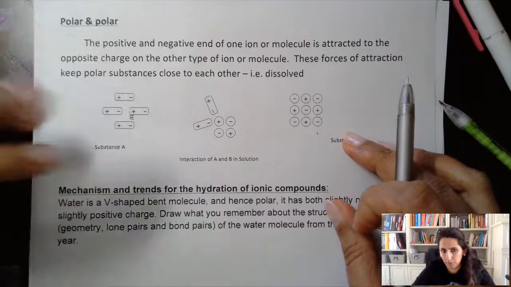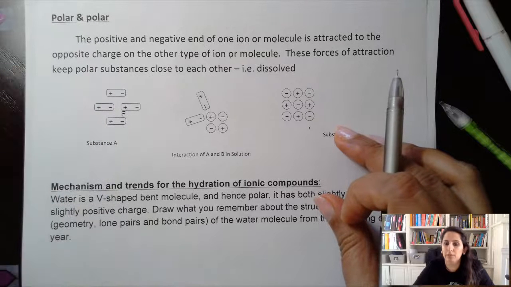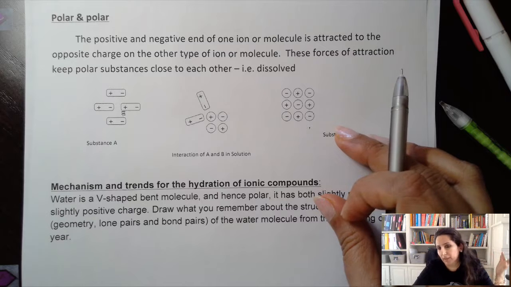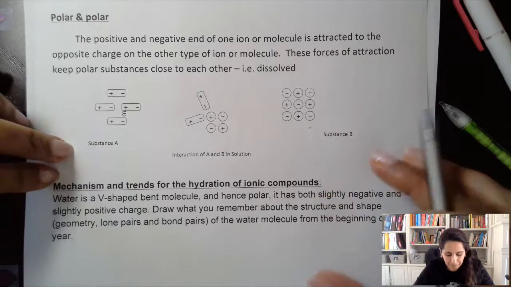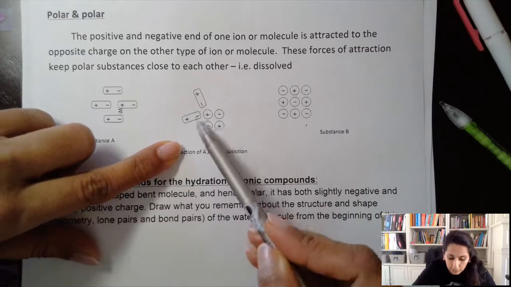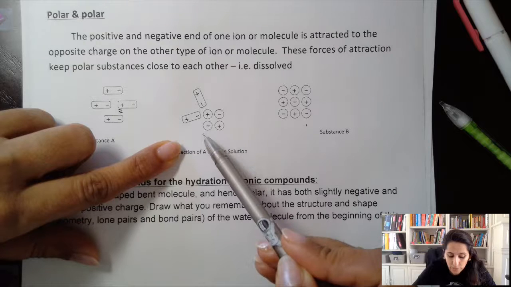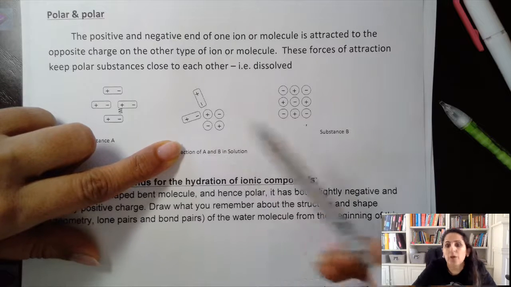It really doesn't matter which one we call the solute or the solvent. Remember, that goes back to the definition. So whatever is in the lower amount would be the solute, whatever is present in the higher amount would become the solvent. So A or B could be either. When A and B mix in solution, you have similar forces of attraction, so that is the driving force for the solute to dissolve in the solvent.